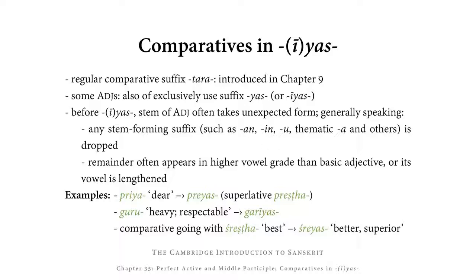However, some adjectives either also or exclusively use the suffix yas, which sometimes also appears as ias. Now, before this yas or ias, the stem of the adjective often takes an unexpected form, and generally speaking, any stem-forming suffix, so anything at the end of the adjective stem, such as an, in, u, thematic a, and various others, often is dropped.